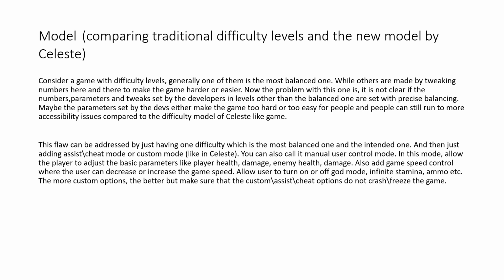This flaw can be addressed by just having one difficulty, which is the most balanced one or the intended one, and then just adding an assist, cheat or custom mode. You can also call it manual user control mode. In this mode, allow the player to adjust basic parameters like player health, damage, enemy health, damage, etc. You can also allow speed control, where the user can decrease or increase the game speed. You allow the user to turn on or off God mode, infinite stamina mode, etc. The more custom options, the better.